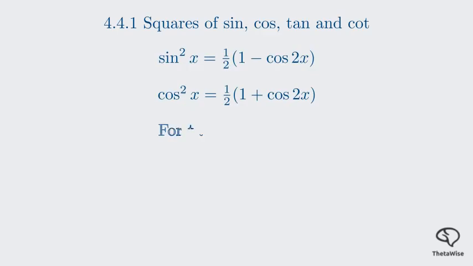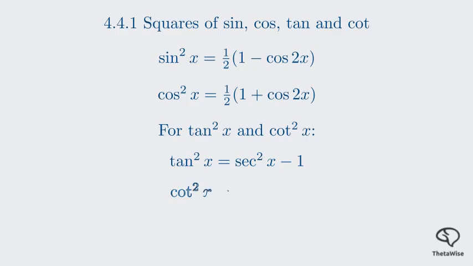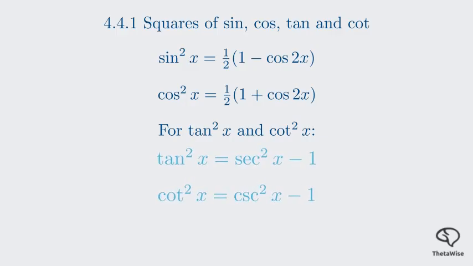For tangent squared and cotangent squared, the process is even more straightforward. We use the Pythagorean identities. Tangent squared x is equal to secant squared x minus 1, and cotangent squared x is equal to cosecant squared x minus 1. Why are these helpful?